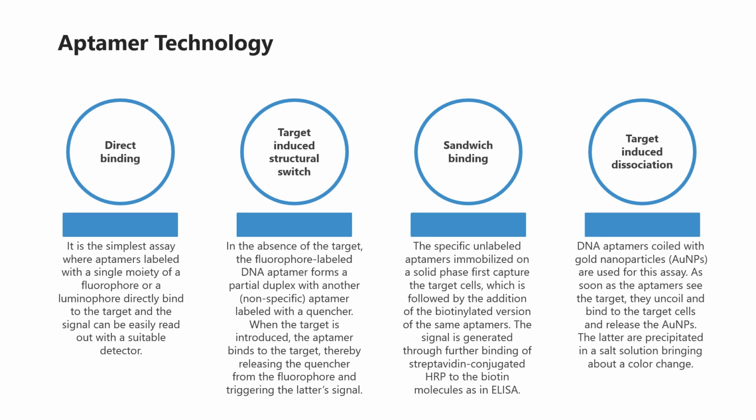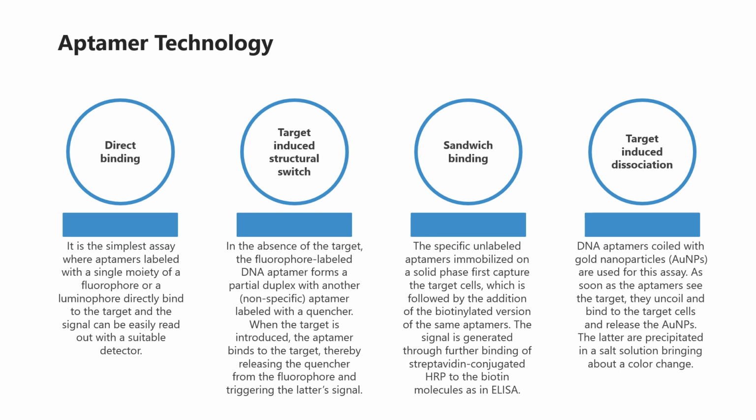Target-induced structural switch. In the absence of the target, the fluorophore-labeled DNA aptamer forms a partial duplex with another, nonspecific, aptamer labeled with a quencher. When the target is introduced, the aptamer binds to the target, thereby releasing the quencher from the fluorophore and triggering the latter's signal.